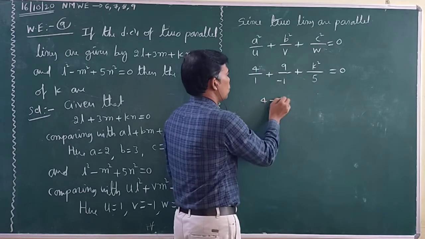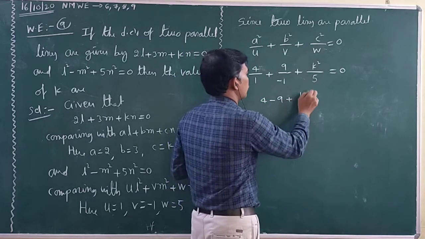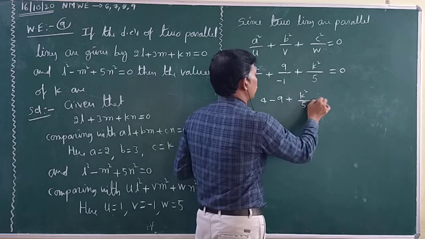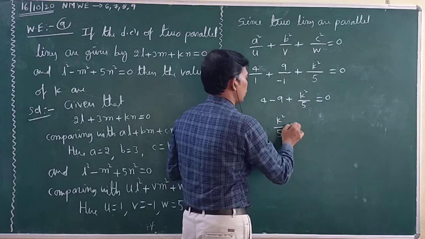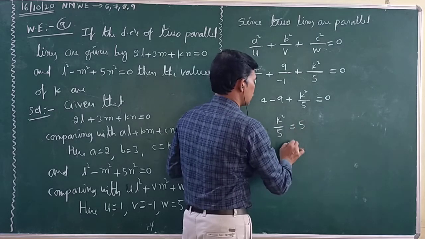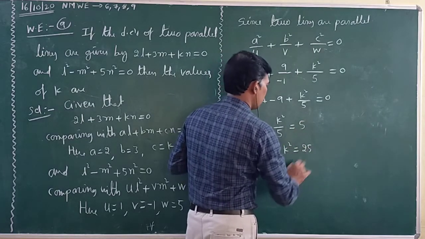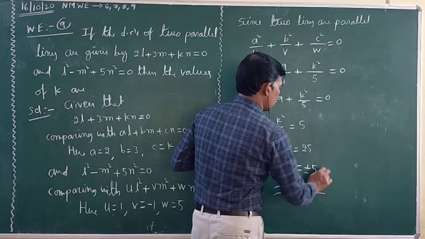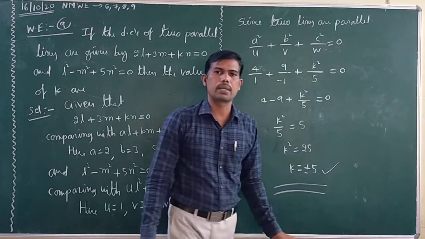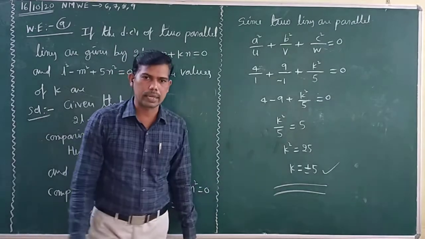So here 4 minus 9 plus k square by 5 is equal to 0. k square by 5 is equal to 5, k square is equal to 25. Finally, k is equal to plus or minus 5. So the value of k is plus or minus 5. Okay, thank you.